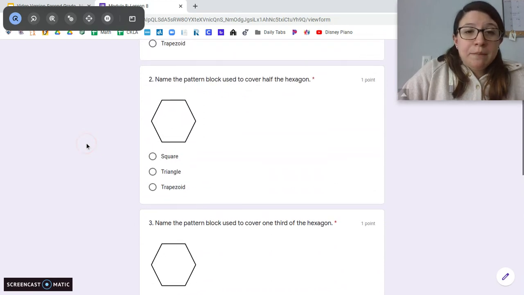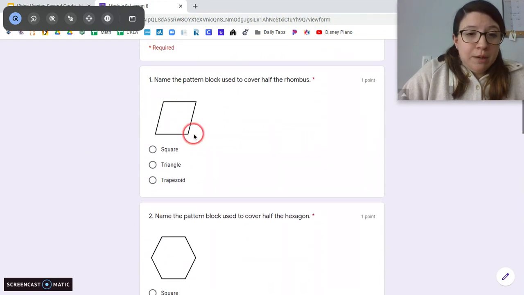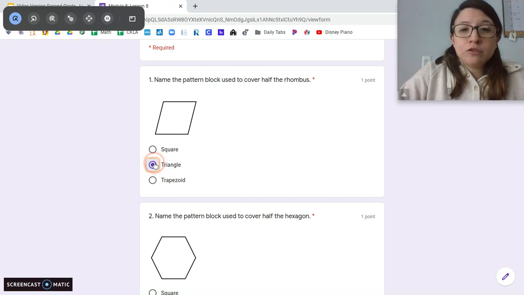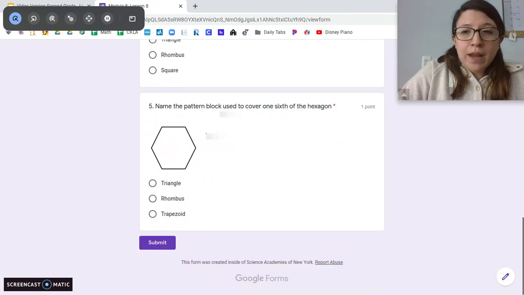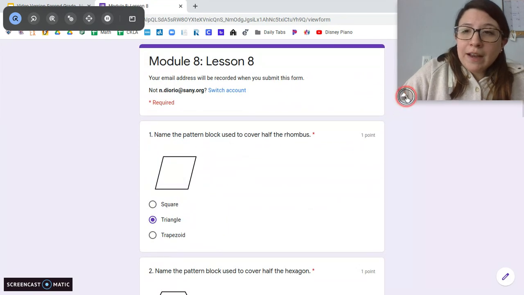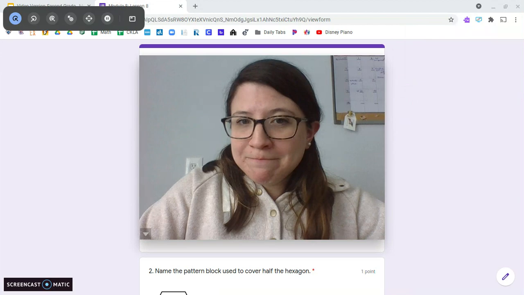Tell me what shape you would use if you cut this shape in half. So we did this one already. If you cut this shape in half, you're going to have 2 triangles. And you'll go through each of the shapes telling me what shape you would have by dividing that shape into smaller pieces. And that's it for today.